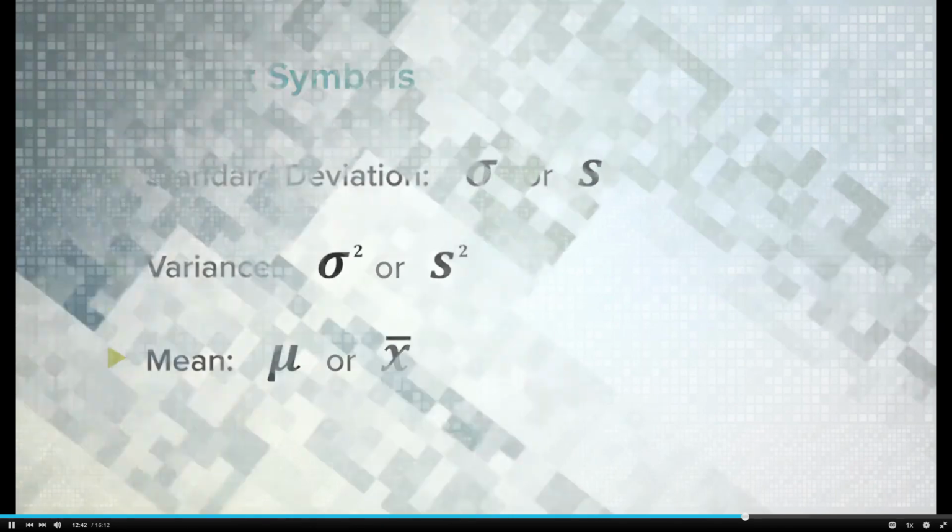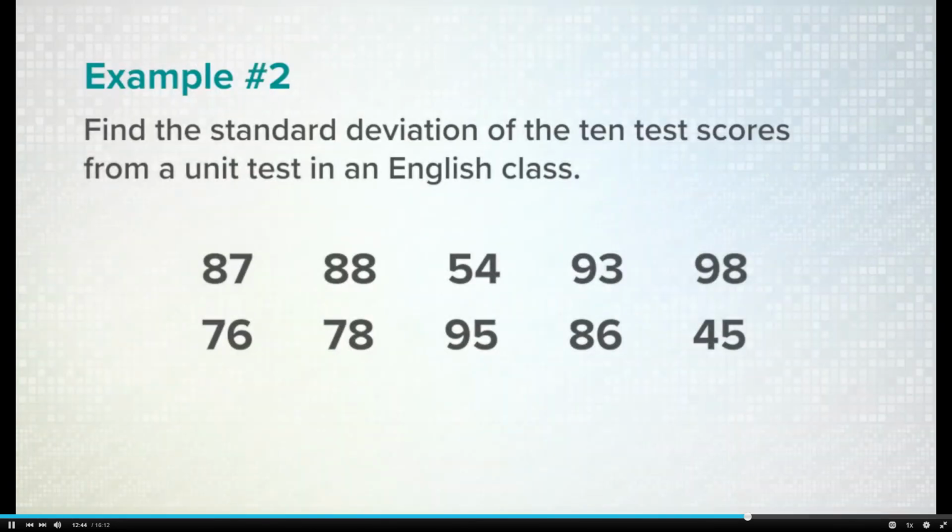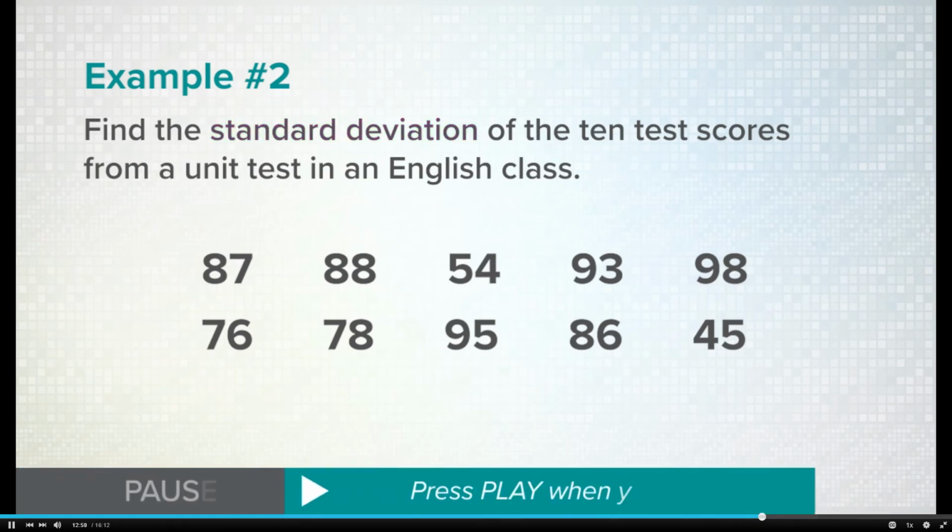Now let's try another example. In example 2, find the standard deviation of the 10 test scores from a unit test in an English class. I'll give you a few minutes to try this one on your own, maybe using the chart to help you, and then we will continue. Pause the video to write down your answer, then hit play to continue.